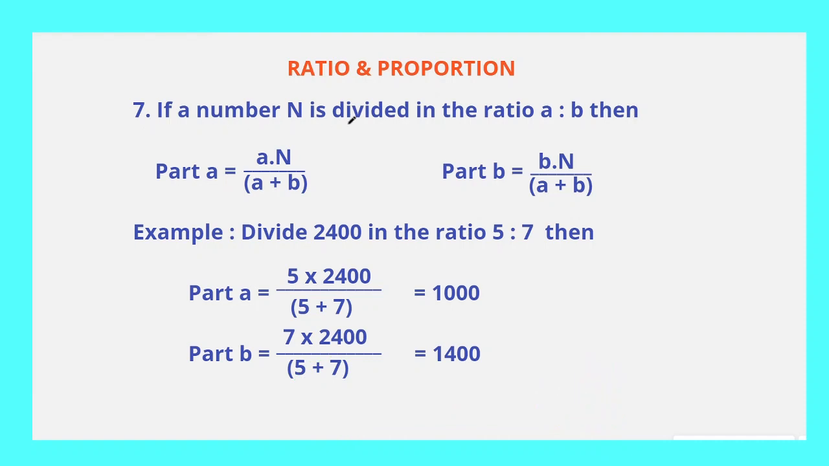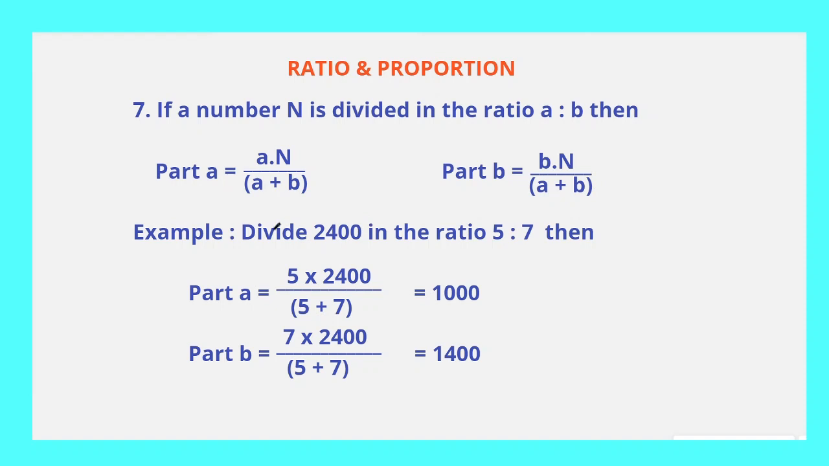If a number N is divided in the ratio A/B, then part A is A multiplied by N divided by A plus B, and part B, which is the second part of the given ratio, is equal to B multiplied by N divided by A plus B. If we have to divide any number N in the given ratio A/B, then the quantity or part A is equal to A multiplied by N divided by A plus B, which is the sum of the two numbers A and B, and part B is B into N divided by A plus B.